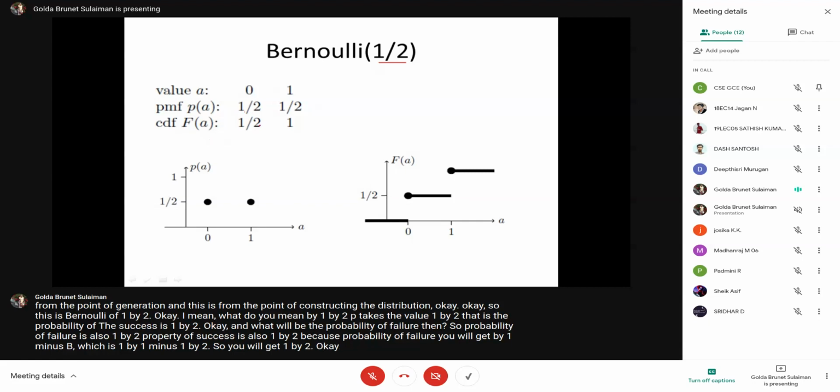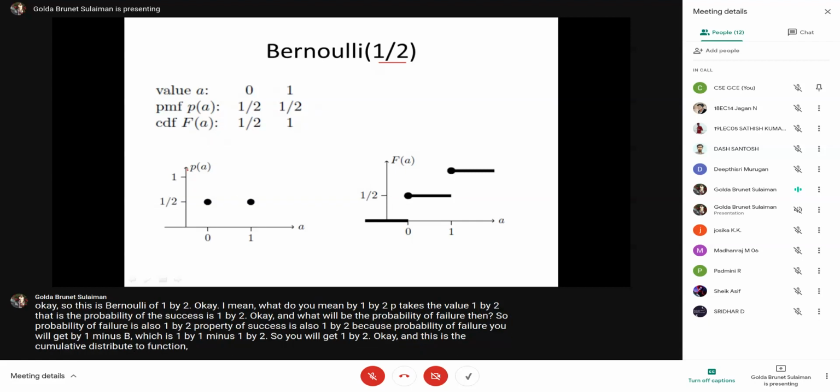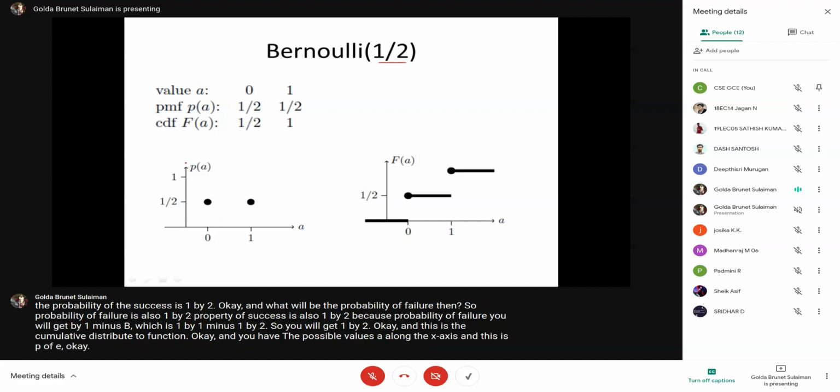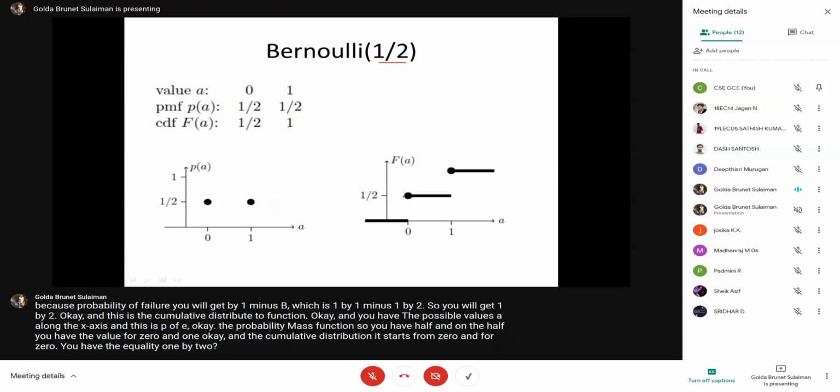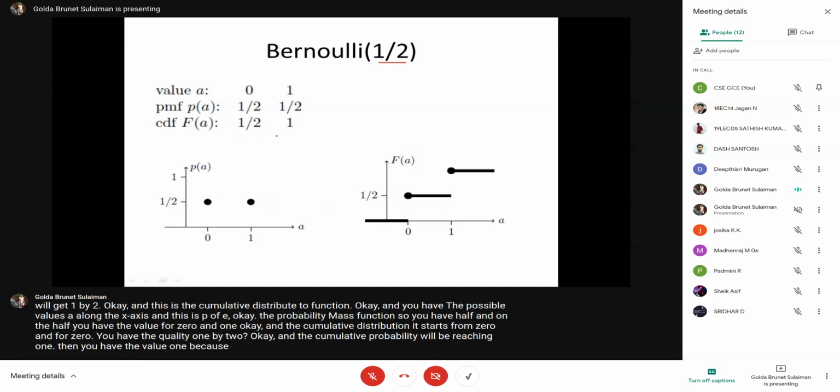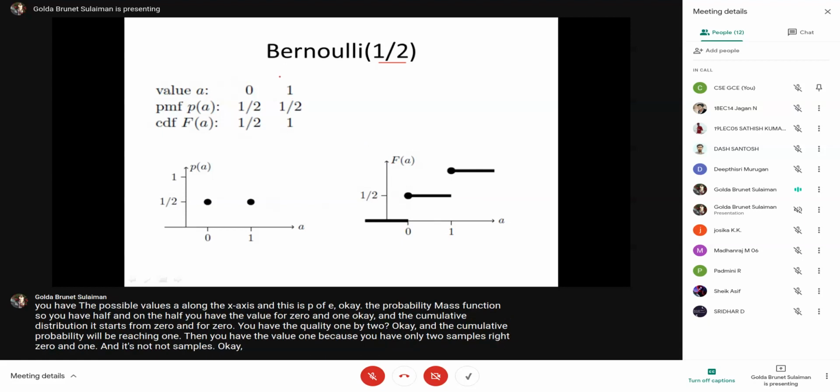Okay, and this is the cumulative distribution function. You have the possible values a along the x-axis, and this is p of a, the probability mass function. So you have half, around the half you have the value for 0 and 1. And the cumulative distribution starts from 0, and for 0 you have the probability 1 by 2. The cumulative probability will reach 1 when you have the value 1, because you have only two outcomes, 0 and 1.